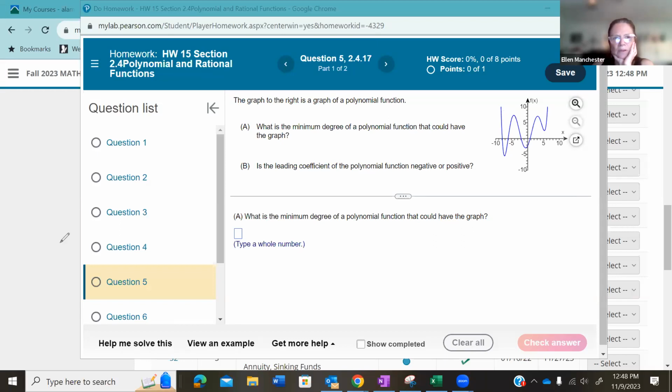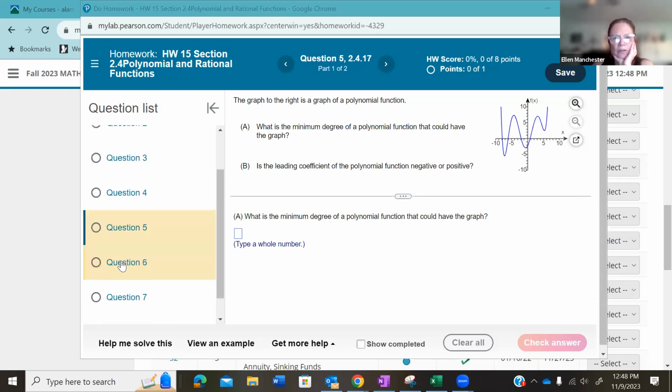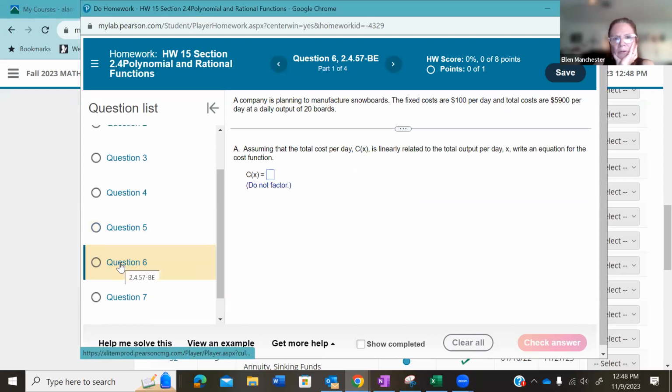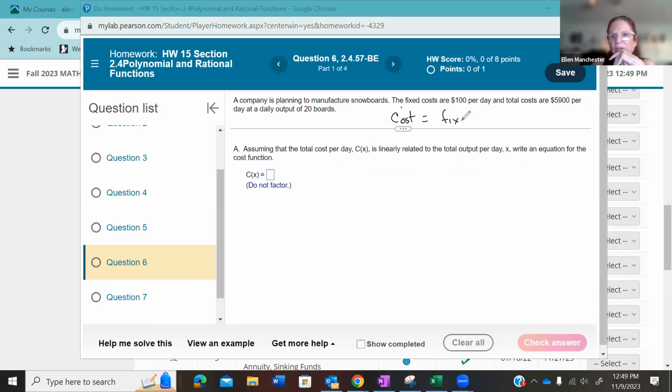Okay. Let me see. I wanted to take a look at the word problems. So here's your word problems, right? So this is taking us back to all those functions that we did. So remember, cost is your cost function, is always the fixed plus the variable.